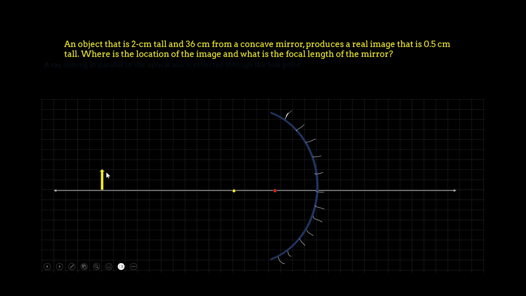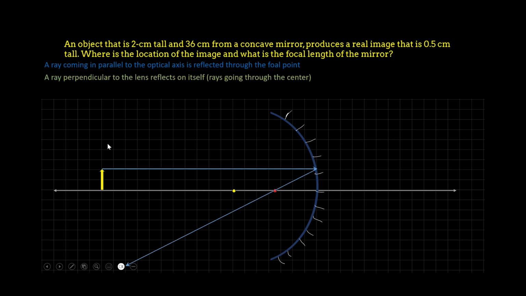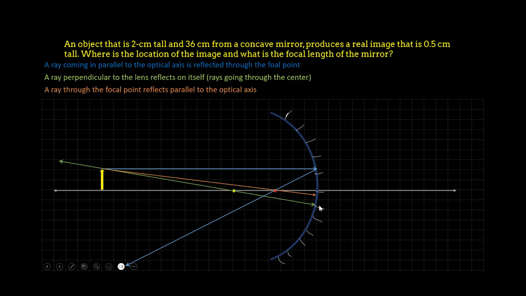So the first ray is parallel to the axis, bounces off through the focal point. The second one through the center, bounces back on itself. And then the third one through the focal point, bounces out parallel. And the image should be right here at the 9 centimeter mark, right? So this is 8, this is 10, so that's roughly 9. And there it is. Confirmation of the analysis we did using the thin lens equation.